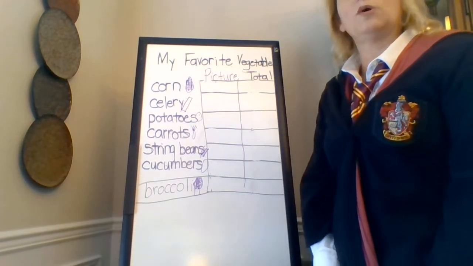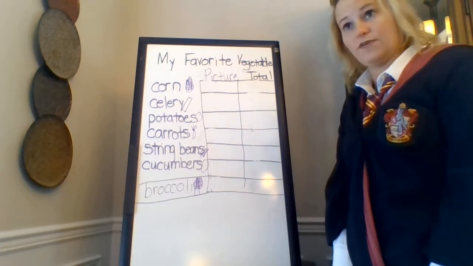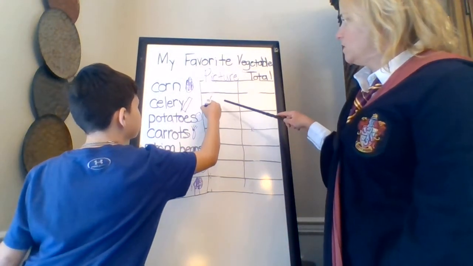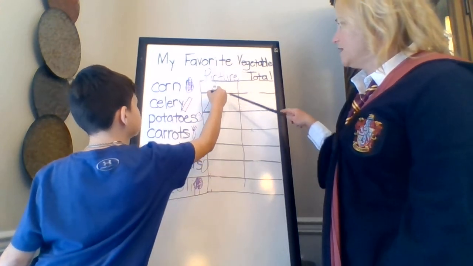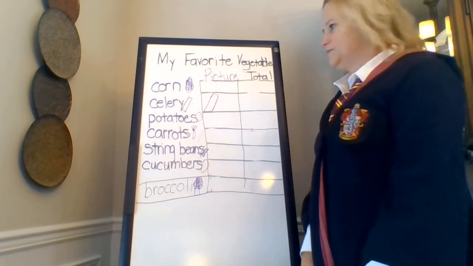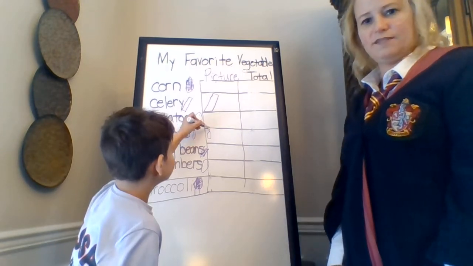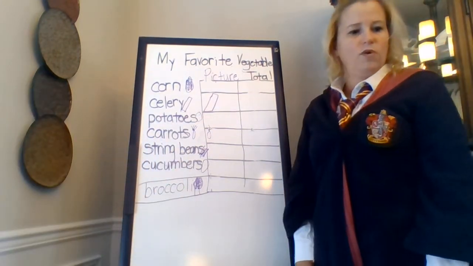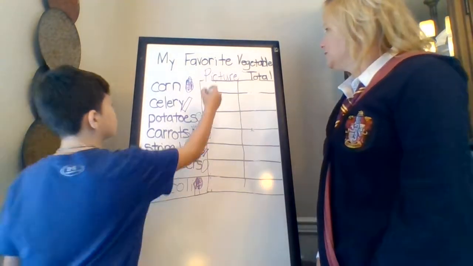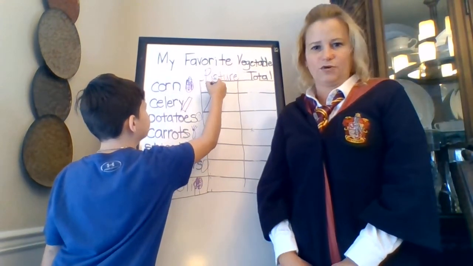Boys, could you go ahead and start by, I need one vote for celery. So here's celery, and what DJ is doing is drawing one picture of it. All right, the next vote goes to carrots. Okay, Mason drew one picture of carrots. Then we have corn. I need one picture of corn. It doesn't have to be perfect. We're just doing something really quick because it is math after all.